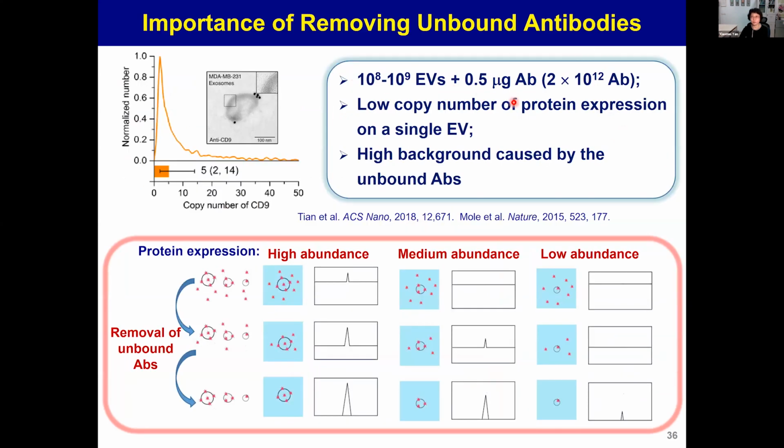Normally we use this quantity of antibody to stain this many EVs. So you can see there could be a lot of free antibodies residing in the solution. If we don't remove them, they could cause significant fluorescence background that would easily mask the detection of small EVs on which the proteins are only medium abundant or very low abundant, which will be very difficult to detect.